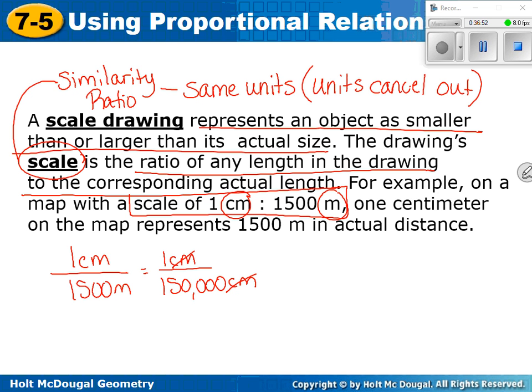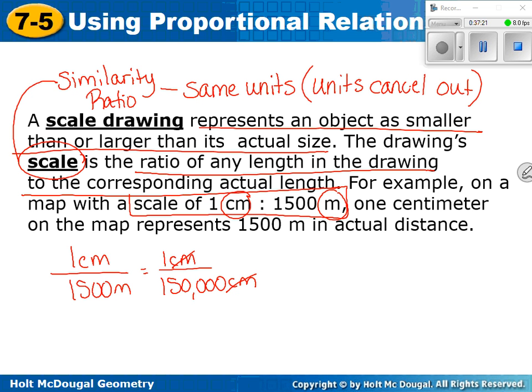Do you guys understand the difference between a similarity ratio and a scale factor? Similarity ratio, you have to have the same units. They cancel out. There's no units there. They could be anything at that point. It's 1 to 150,000. It could be 1 inch to 150,000 inches, 1 mile to 150,000 miles. So whatever the unit is, it's the same unit. The scale factor can be in different units. You with me, Yesenia? Stay with us.